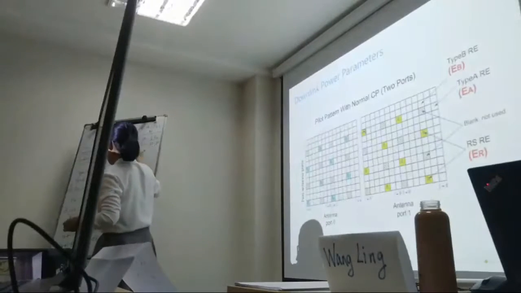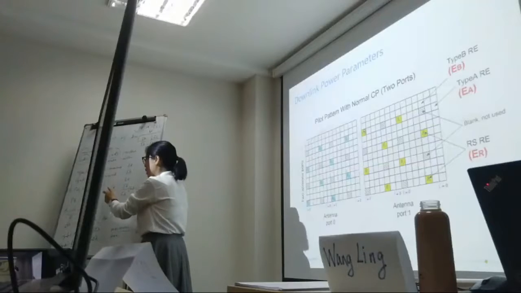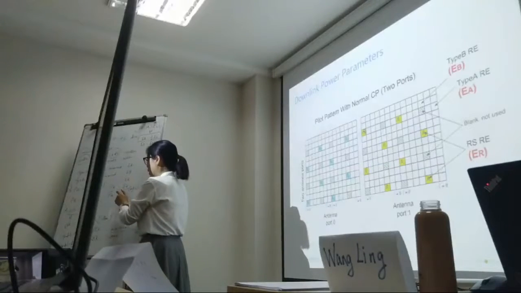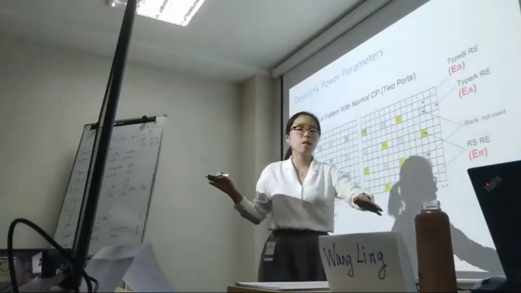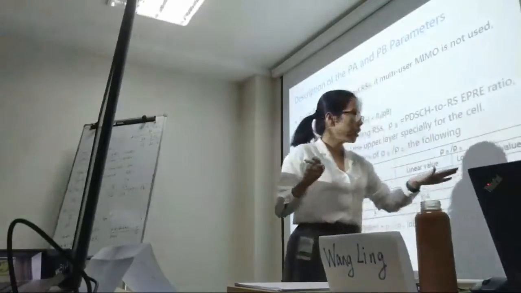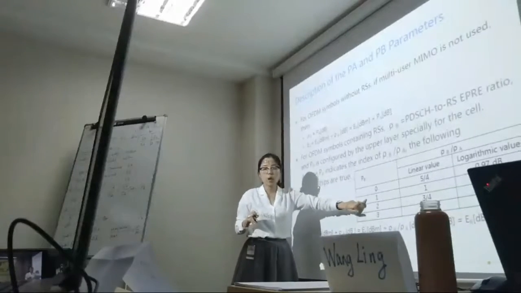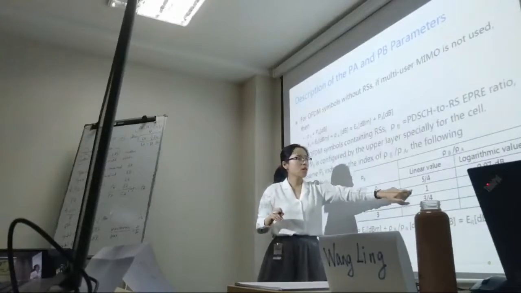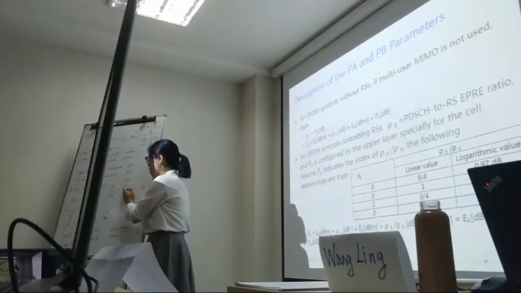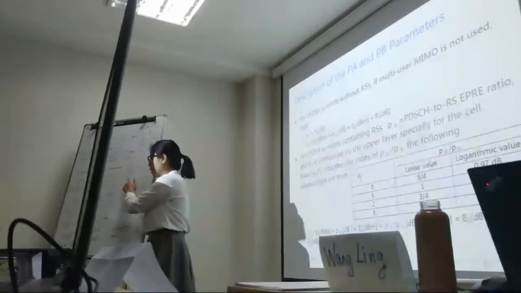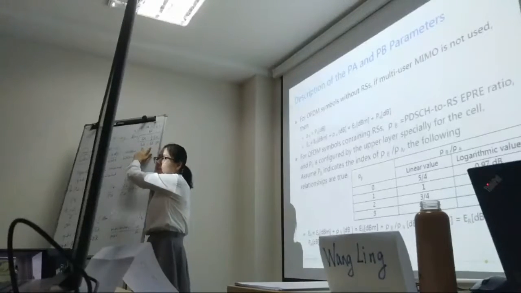For EB, similar. For EB, we use this formula: rho B divided by rho A equals EB divided by EA. So PB will have a mapping. The mapping is in the next table. This is for two antenna ports. If the PB equals 1, the lambda value is 1. That means type B RE equals type A RE.